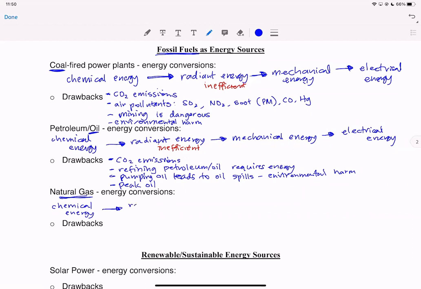So heat is radiant energy, and that radiant energy is used to boil water. That heat is used to boil water, and that is mechanical energy when the water becomes steam and moves through the system. So that steam moves through a system that then moves the turbine blades that are connected to a generator, and that generates electricity or electrical energy.